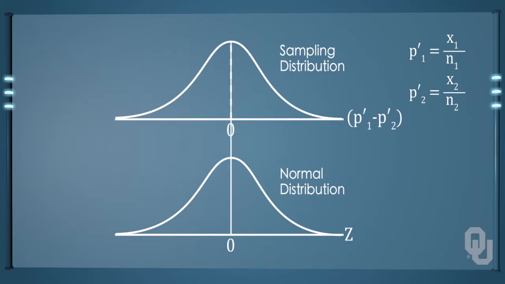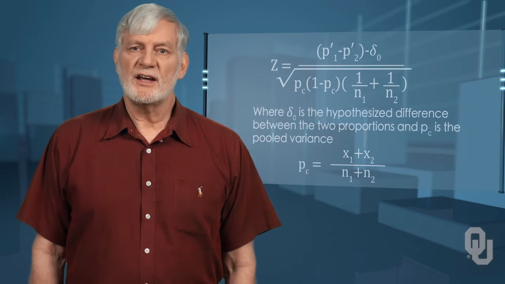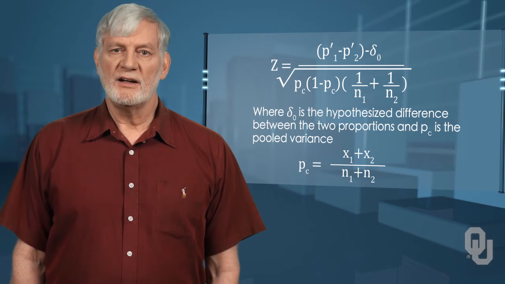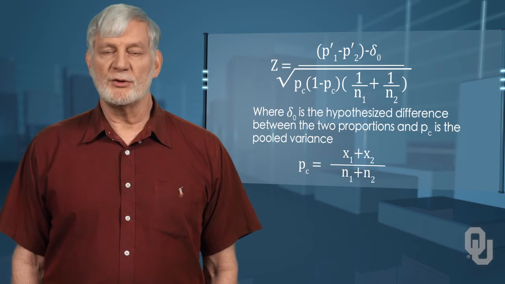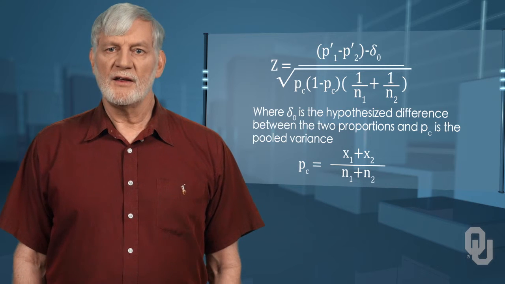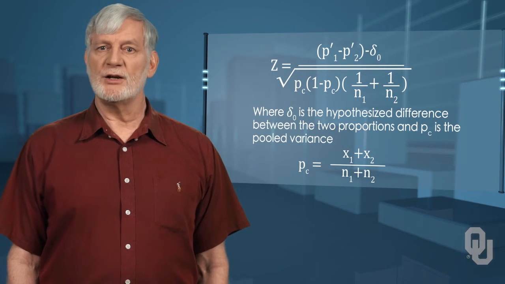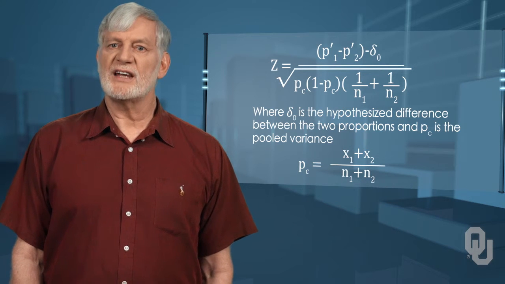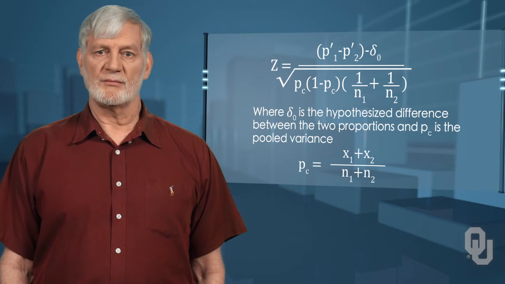How many standard deviations is the difference in the sample proportions from the hypothesized difference in the population proportions? This is the basic format of the standardizing formula. For this case, the test statistic is provided by this formula, where delta naught is equal to the hypothesized difference between the two proportions. The central limit theorem, besides providing the proof that the sampling distribution is normally distributed, gives us the standard deviation of this distribution.